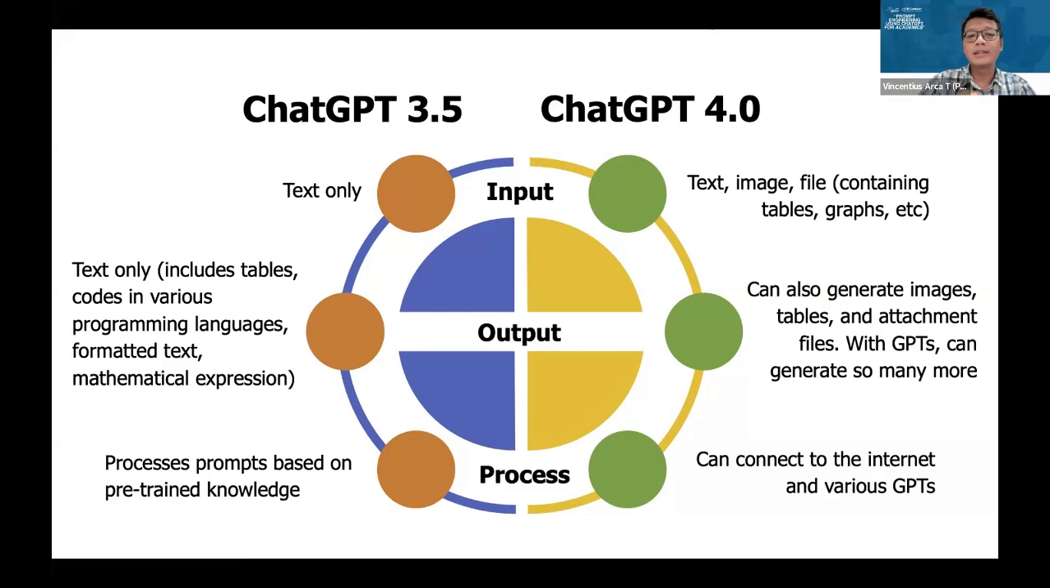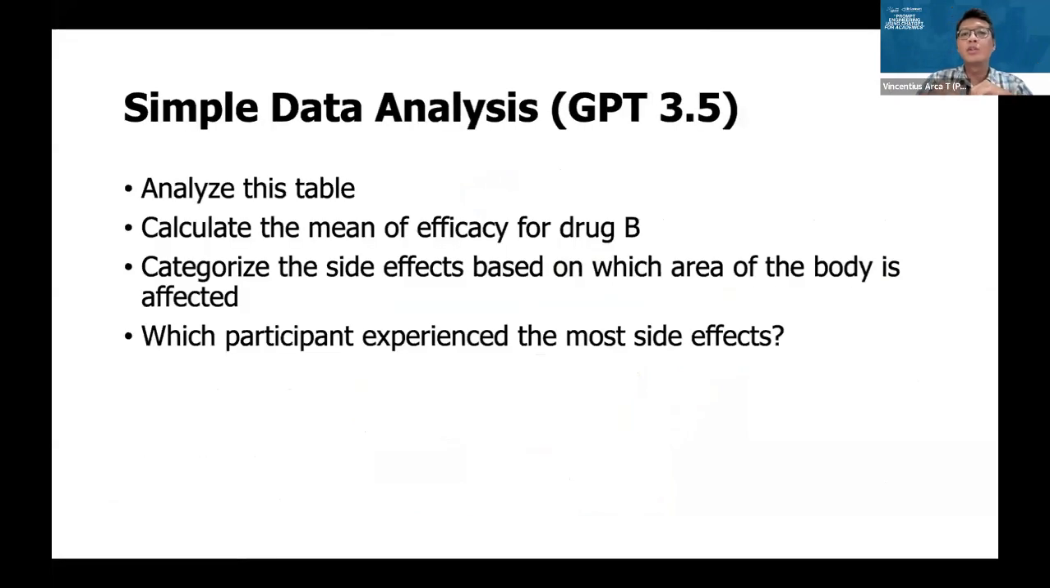And then the process is, ChatGPT 3.5 processes prompts based on pre-trained knowledge. So I guess all of you are familiar with this concept, that it cannot connect to the internet, it can only work on the pre-trained knowledge. But ChatGPT 4.0 can connect to the internet and various GPTs. So for the first demonstration, I will show you just a simple data analysis using GPT 3.5, the free version.